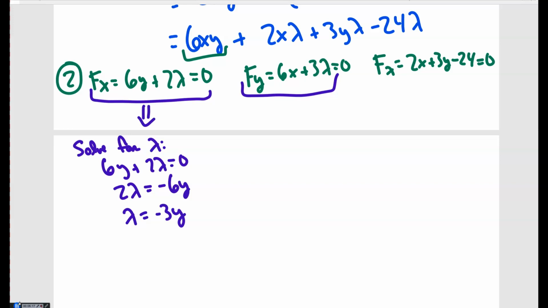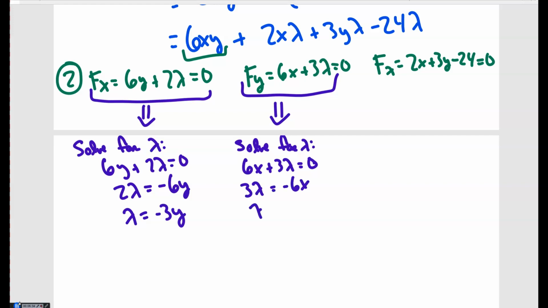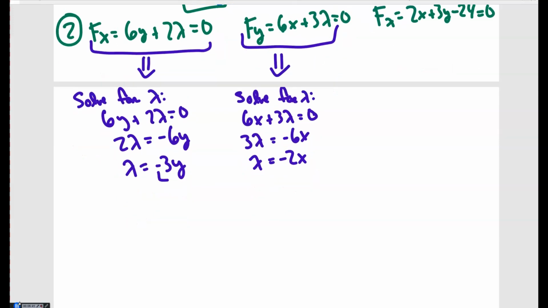Okay, and now I'm going to solve for this one. This one was for this guy, this one's for this guy. So I'm going to solve for lambda again. This one's going to be 6x plus 3 lambda is equal to 0. Move the 6x, I'm going to have 3 lambda is equal to negative 6x. So lambda is equal to negative 2x. Okay? So now because I know that lambda equals negative 3y and lambda equals negative 2x, these must be equal to each other. So negative 3y is equal to negative 2x.